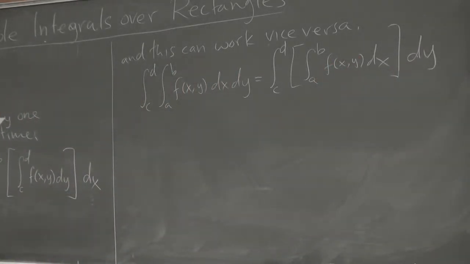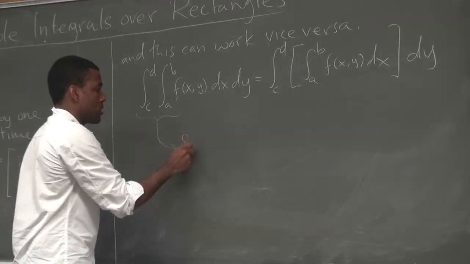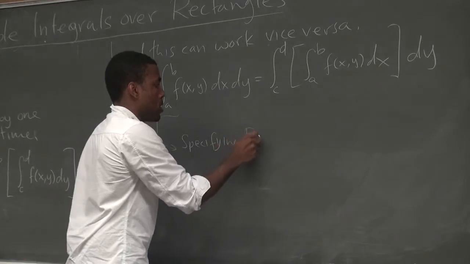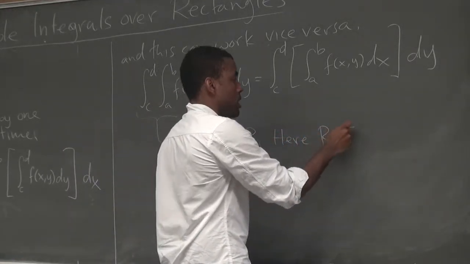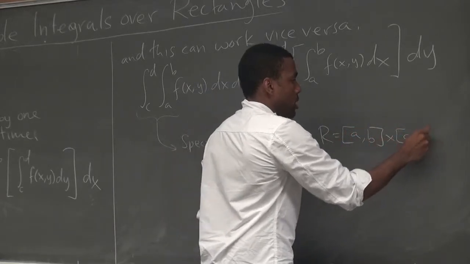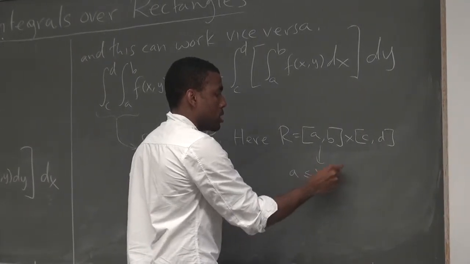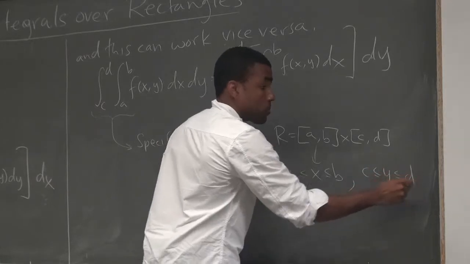Why don't you write R there under the two integrals? Oh, so here I'm specifying R. Here, R I'm saying is equal to the rectangle ABCD, right? Now what that means is that my x value goes from A up to B, and my y value goes from C to D, right?